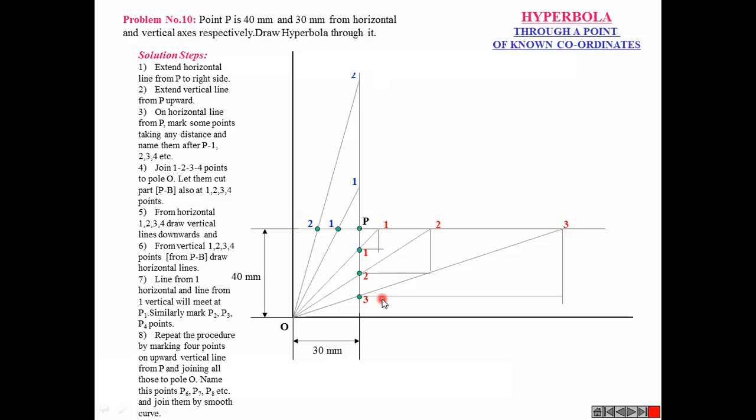Concentric circle method to draw the ellipse. That is the same operation we are doing here. See, we have found the bottom portion of the hyperbola.